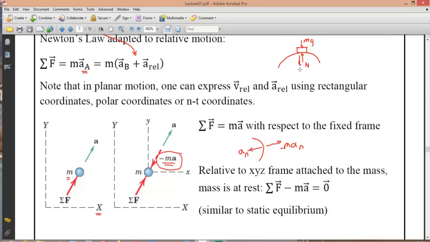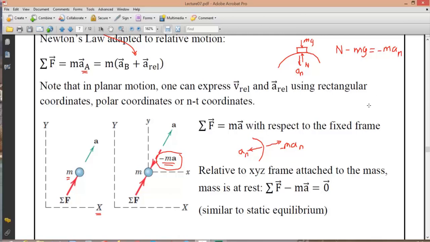And then the type of equation we wrote was based on this information: N, if we say that's the positive direction, minus mg, is equal to, in the negative direction, minus m times a_n. Okay, that's what we wrote actually before.